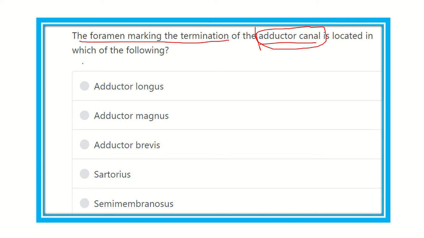searched. So here the options are adductor longus, adductor magnus, adductor brevis, sartorius, and semimembranosus. So we have to find out one of the options, or one of the muscles, in which the terminal part or terminal foramen of the adductor canal lies.